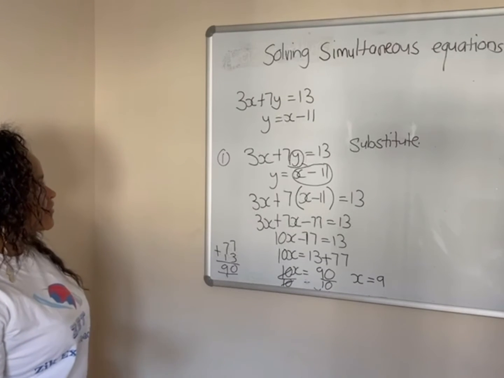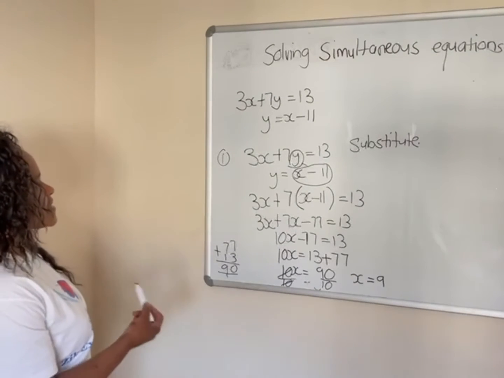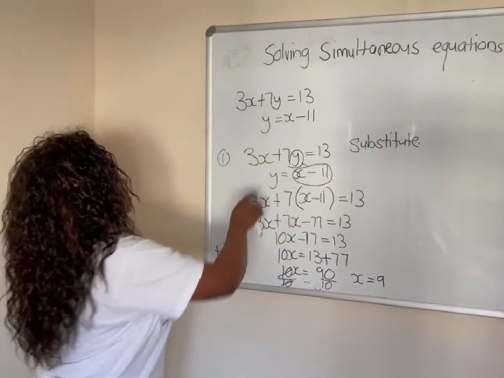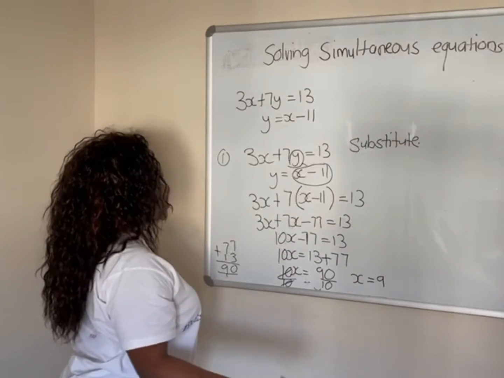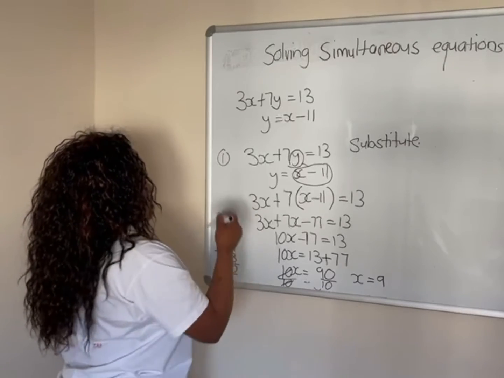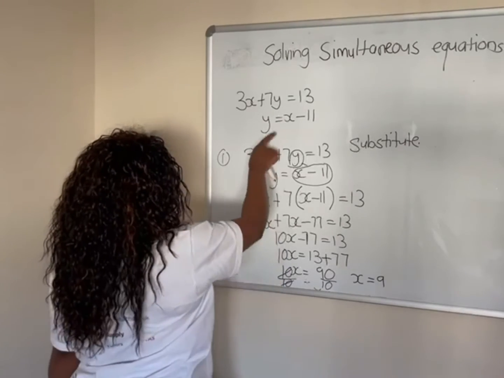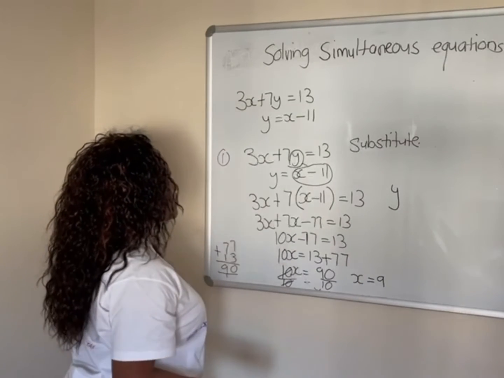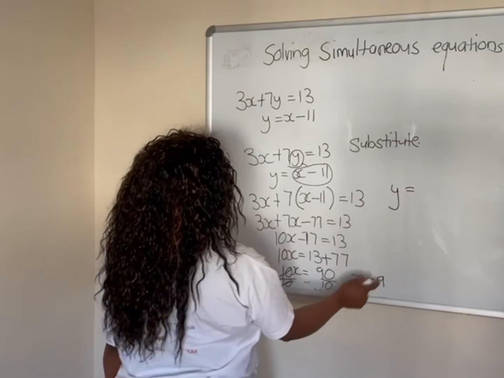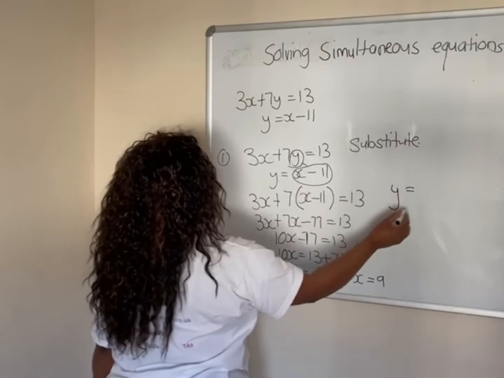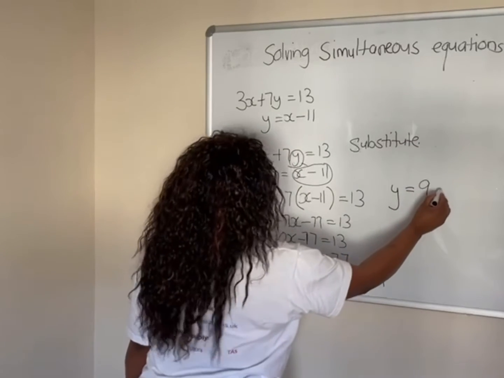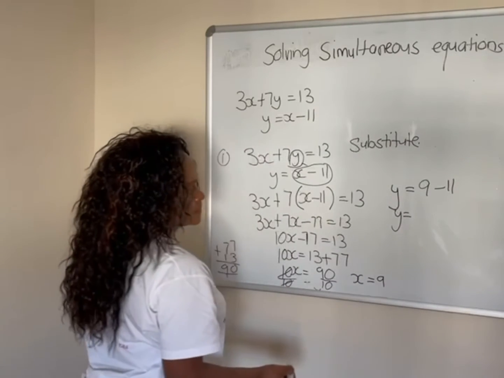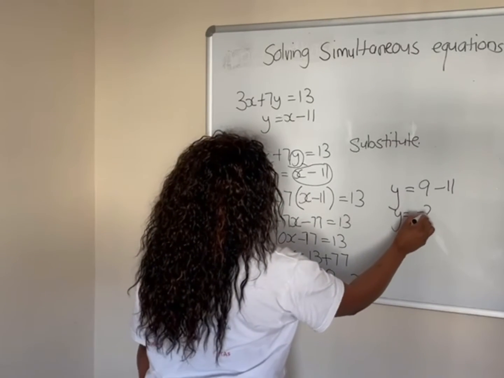Now I've found the value for x. Now I can substitute it into the second equation. It will be easier on the second equation because I don't need to multiply with big numbers. So now I need to find the value of y. y equals, but I already know x is 9, so I'm going to put 9 there: 9 minus 11. So my y equals 9 minus 11, which is minus 2.